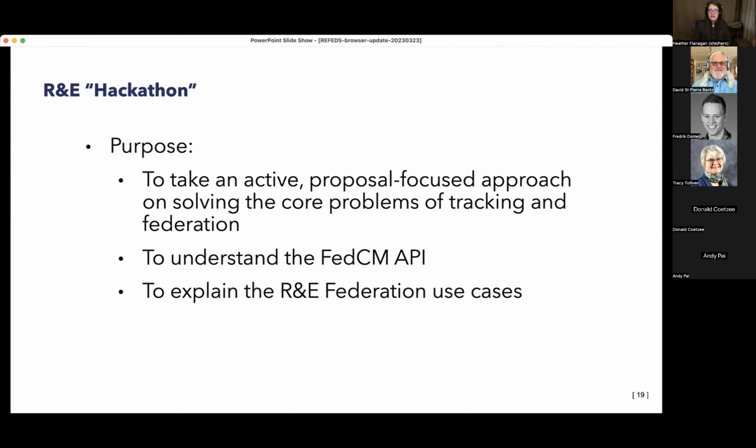The whole purpose of the hackathon was to take a much more active, proposal-focused approach on solving the core problems. What I mean by that is the Federated Identity Community Group has been in play for a little over 2 years at this point, maybe about 2 years. And in that time, Google has come up with, here's what we want to suggest as what will work. And the feedback of, yeah, no, that's not going to work for us, has frustrated them to no end, because, okay, if this won't work, what do you suggest instead? To which the answer is usually, well, we're not browser developers. We don't know, but we're going to tell you right now, that's not going to work.